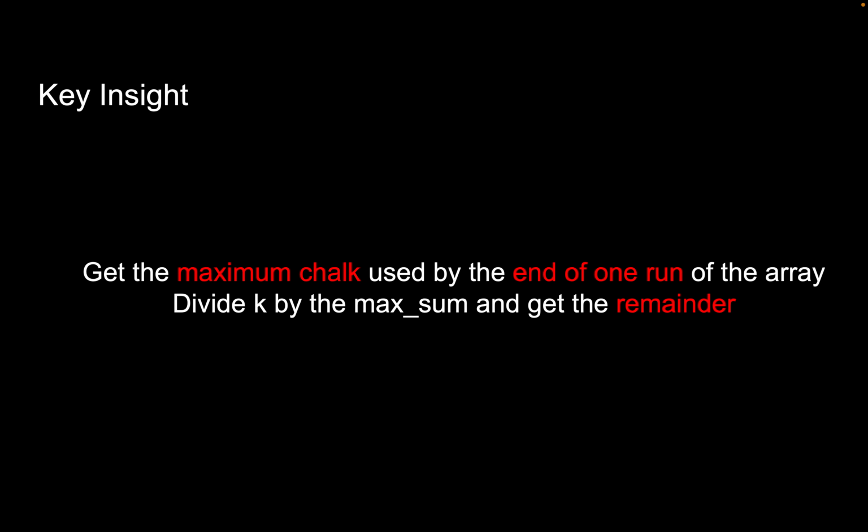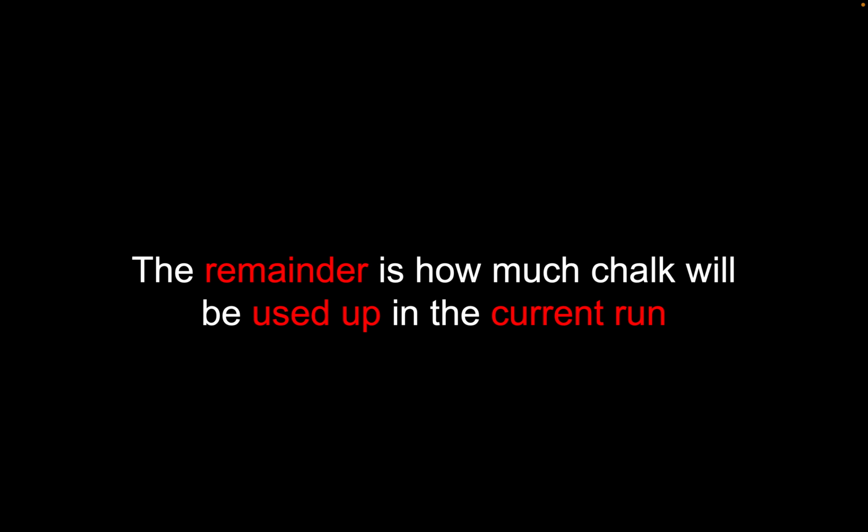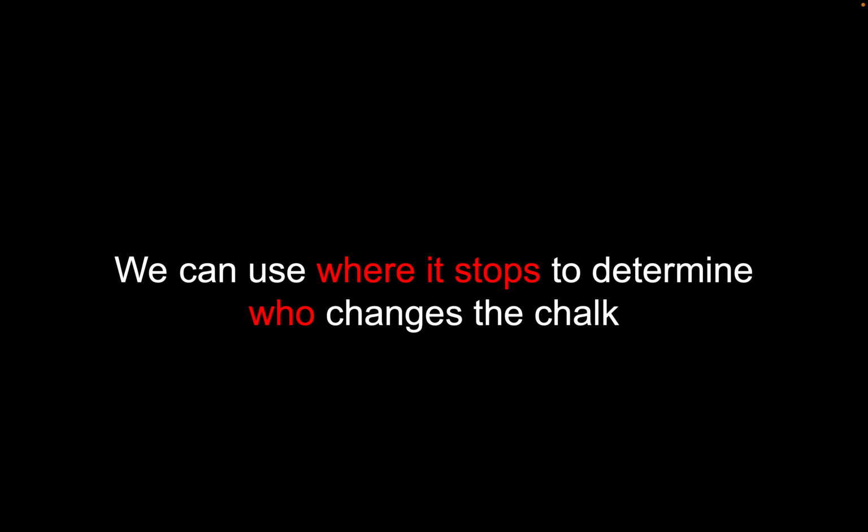So, what we can do is to get the total chalk used by the end of one run of the array, which means one set of questions from student 0 to student n minus 1, and then we divide k, which is the initial amount of chalk available, by this sum and get the remainder. So, what can we do with the remainder? The remainder is how much chalk will be used up in the current run, as in the run in which the chalk is definitely running out. We can use where it stops to determine who replaces the chalk, as we discussed earlier in that example.